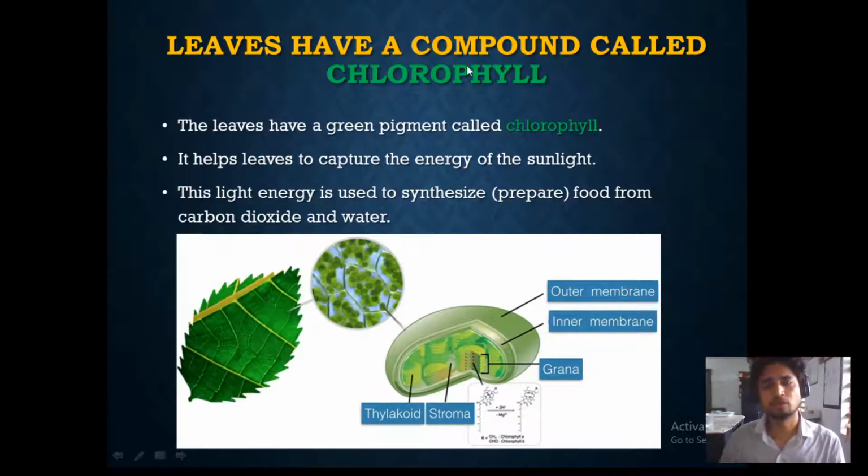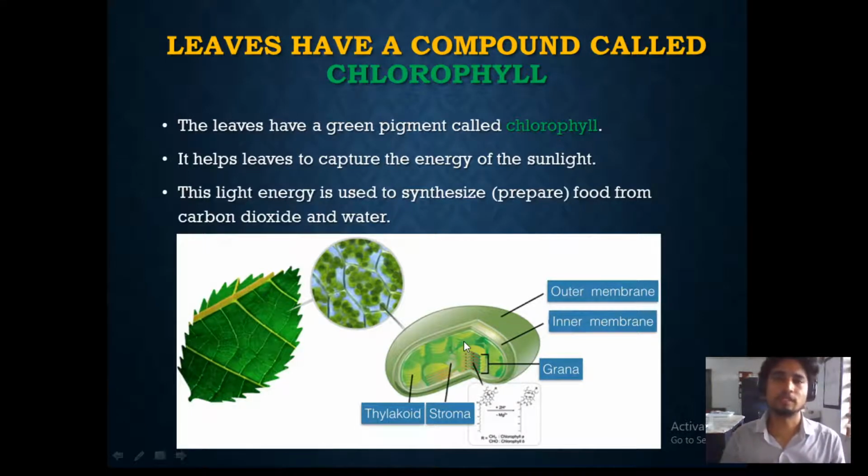Where is this chlorophyll present? It is present in the leaf, in a green disc-like structure. You can see small coin-like structures here, and these small coin-like structures are called chloroplasts, and these chloroplasts have the chlorophyll.